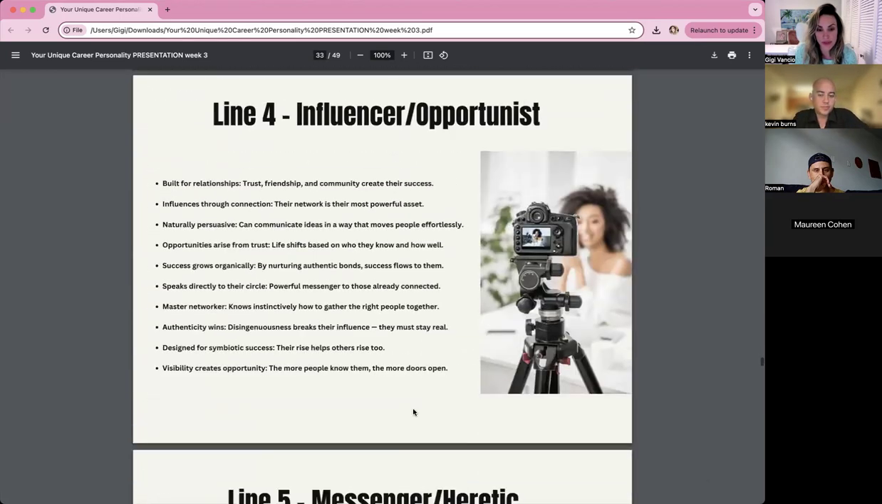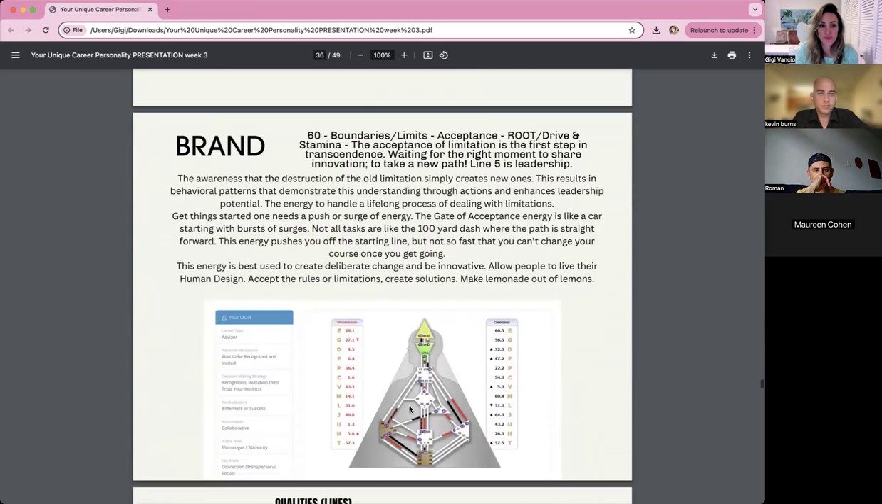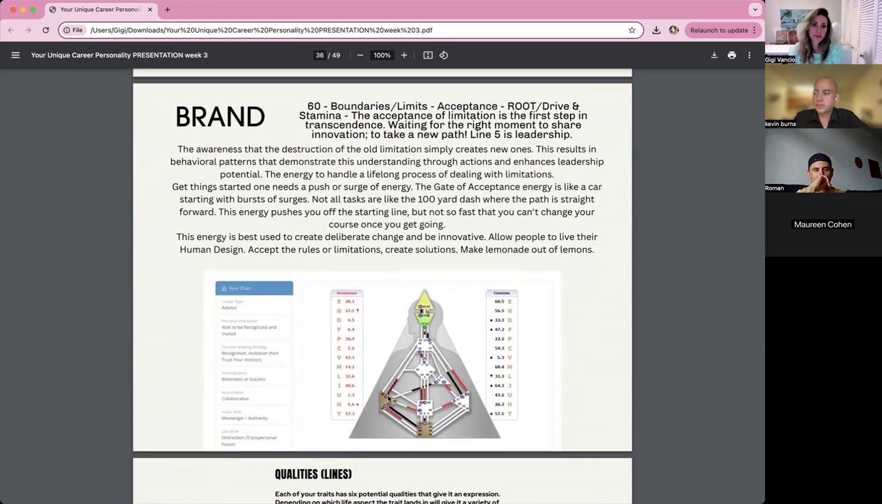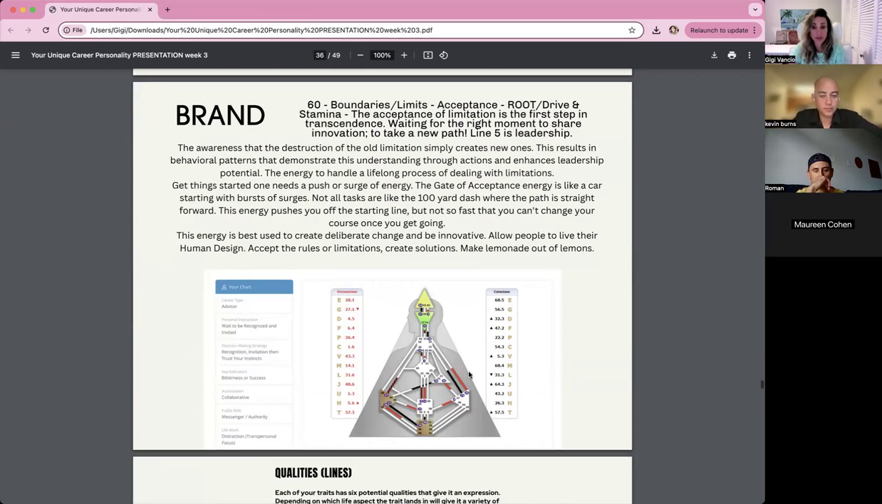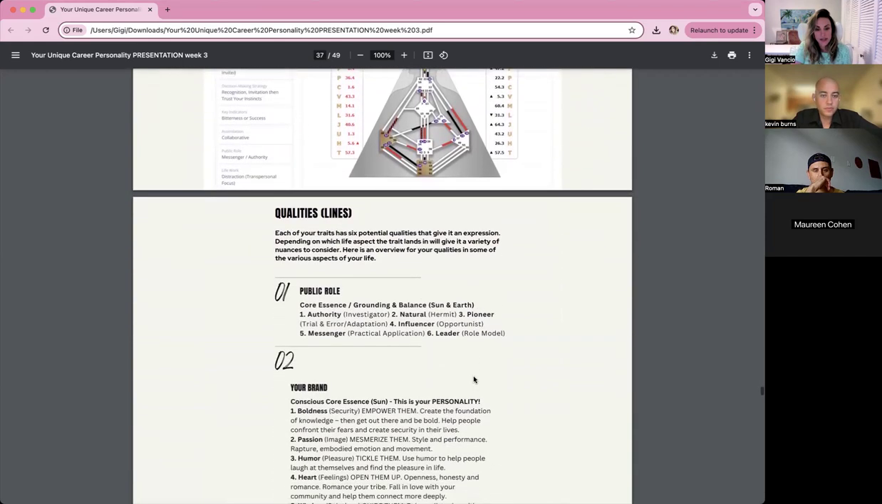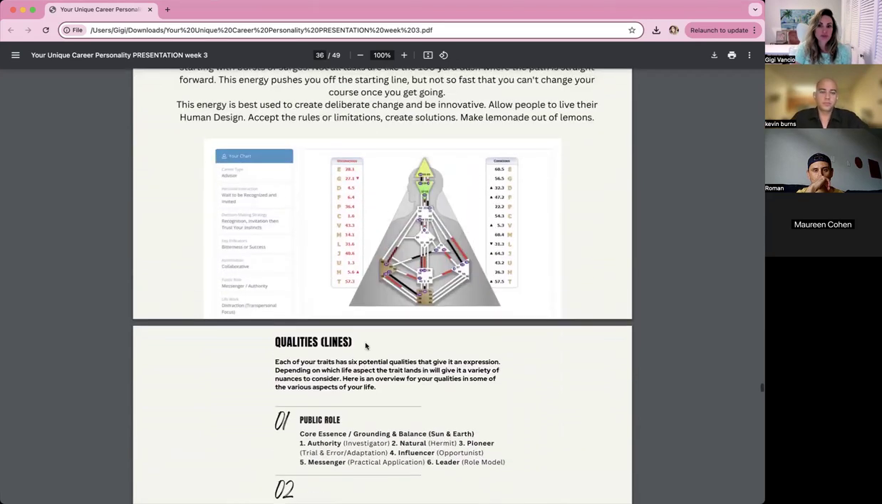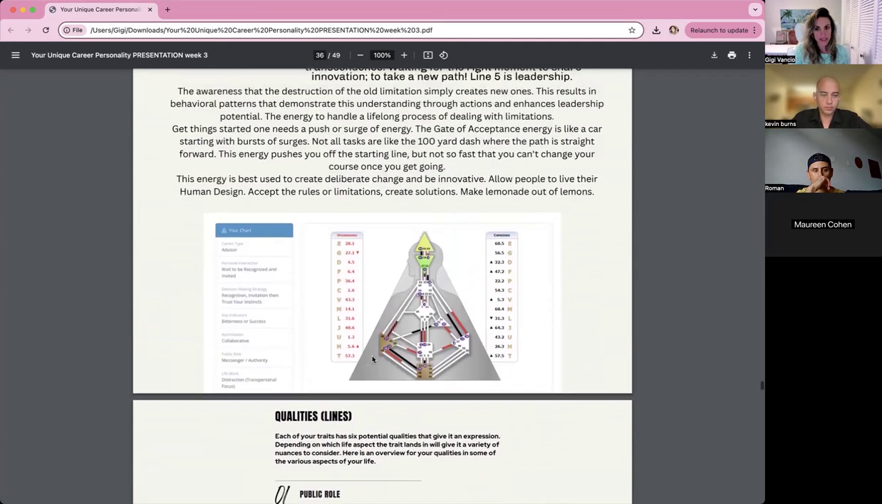And so we went through all of that, which gives you an overview of what you're designed to do. And then today we're going through your brand and how your conscious core essence on your right side, on the conscious side, is the overview of your brand. And then in the PDF guide that you got, it goes through each of the lines in your brand, and then your actual number gives you more depth and more insight into your brand.